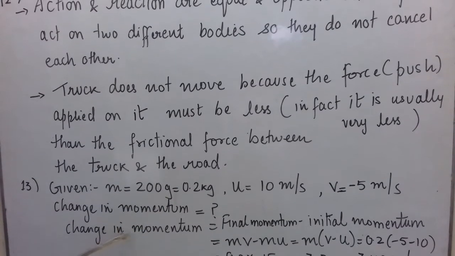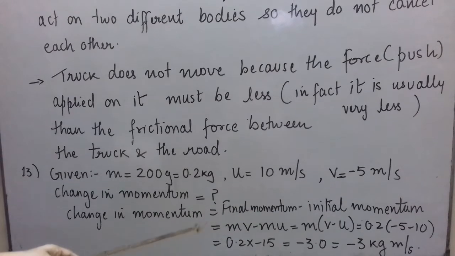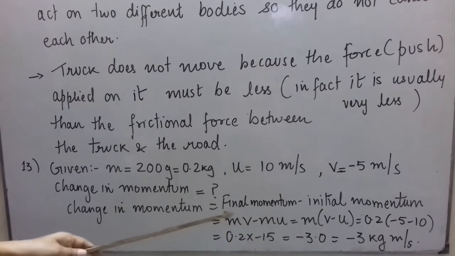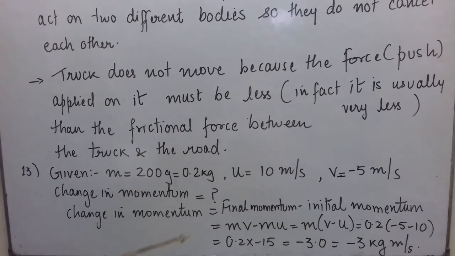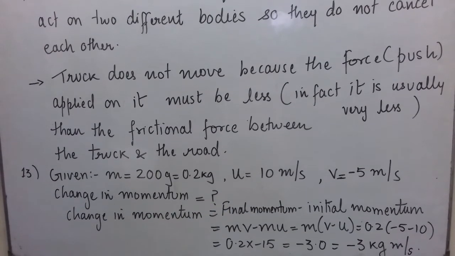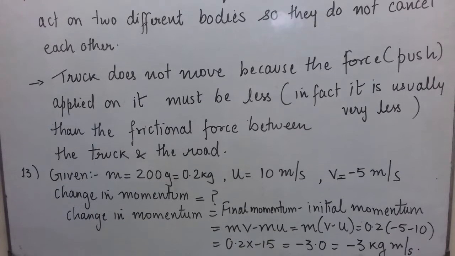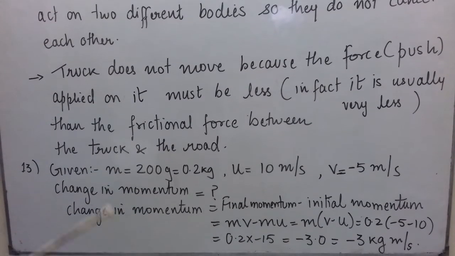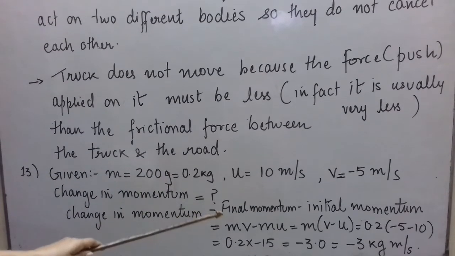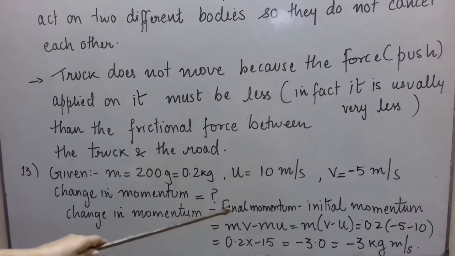We know that change in momentum is final momentum minus initial momentum. Final momentum is mv minus mu. Take m out: m(v minus u). But you are going to put the values now, and remember v is negative. After you do the simplification calculations, you get the final answer to be minus 3 kg meter per second. Why is it minus? Because in this case, the final momentum is actually negative. So you are getting a negative answer here after calculation.